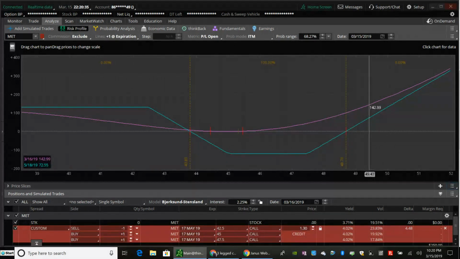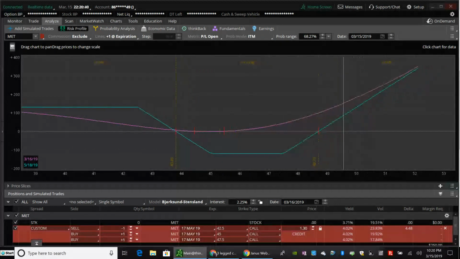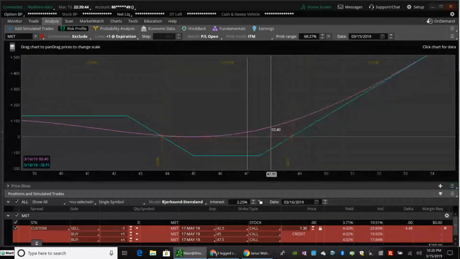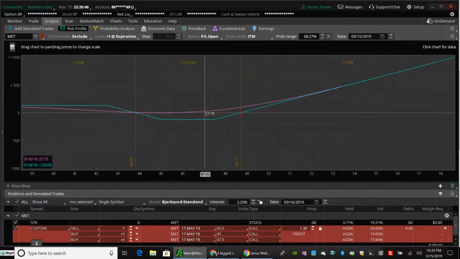And on the upside, let's see if we can move this around a little bit. As you continue to go higher on the upper side, you'll see that your profit is unlimited because it keeps going higher and higher. So the upside profit is unlimited, and the downside profit is capped.